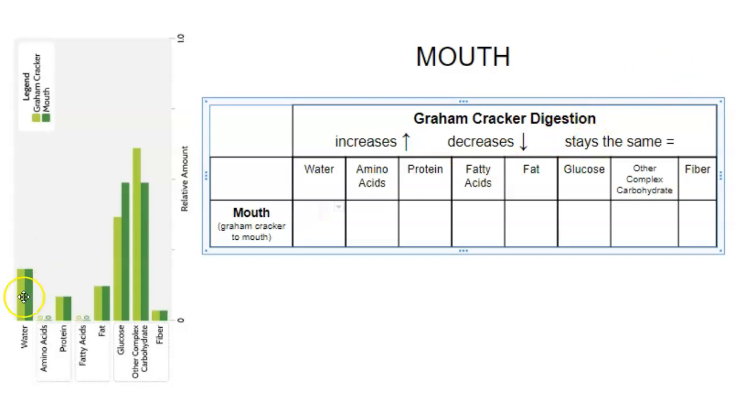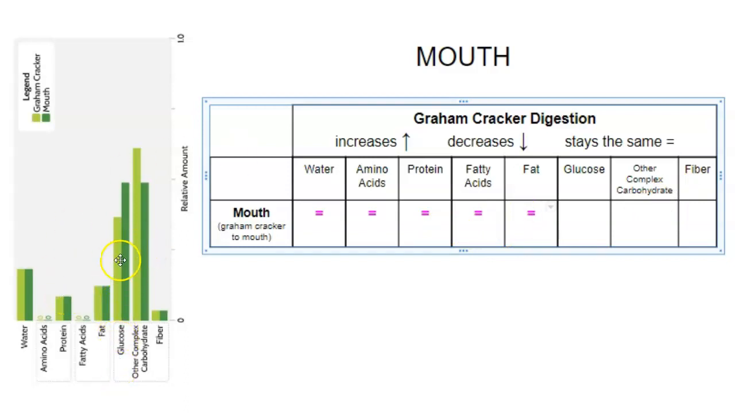So if we take a look here, you'll notice that my water, the two bars are the same. So I'm going to go ahead and put an equal sign. The amino acids here, they're both 0. I'm going to put an equal sign. Proteins, again, another equal sign. Fatty acids, equal sign. Fat, equal sign. And here's where the trickier part comes in.